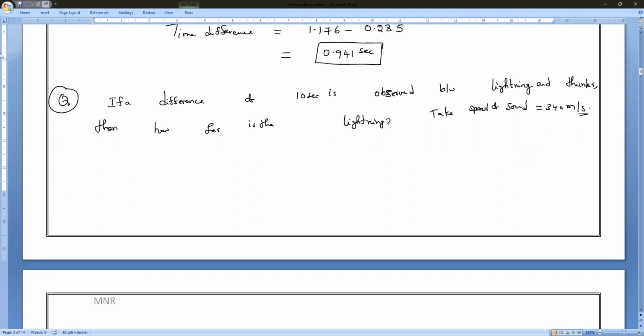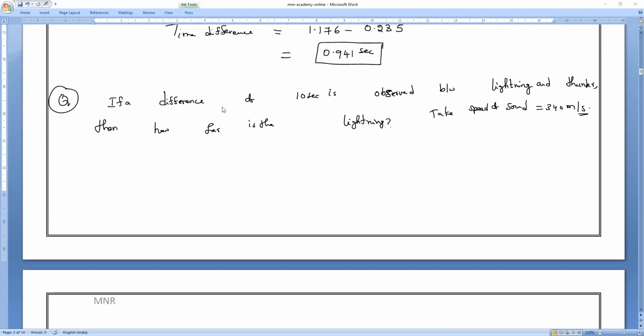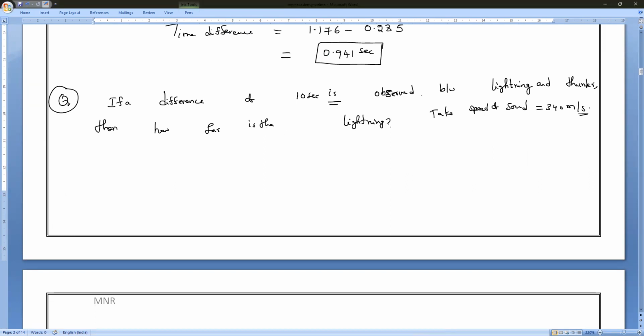It is very simple, just substitution only. What they're asking is how far the lightning is, so what do we have to calculate? Distance. Speed is equal to distance by time, so distance is equal to speed into time.